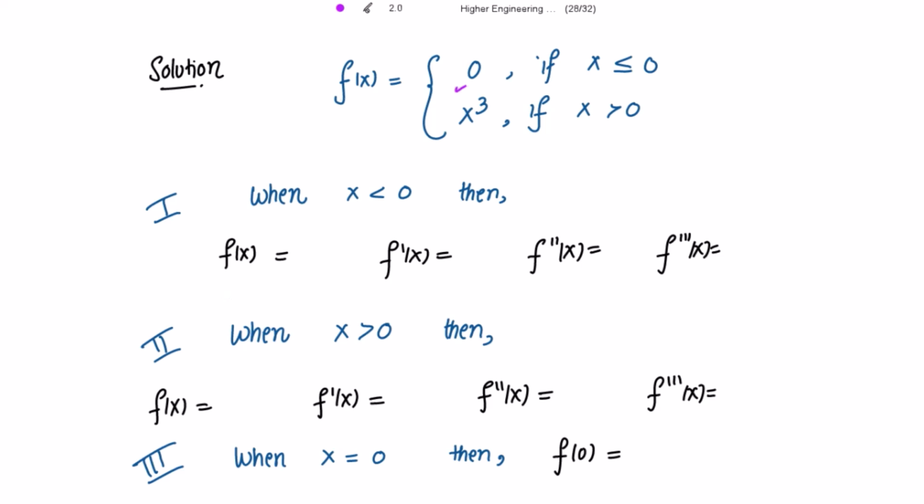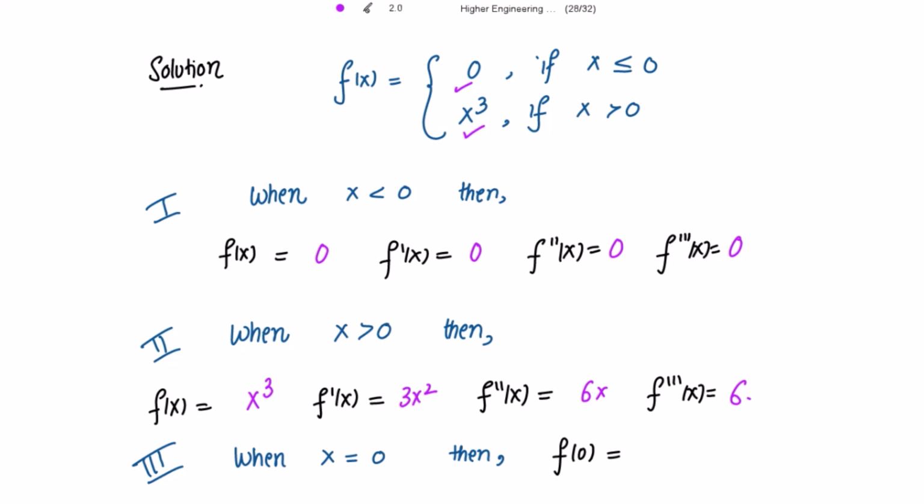Now f(x) equal to 0 if x is less than equal to 0. So for x strictly less than 0, we take the value of f(x) to be 0. And then the first derivative of f(x) is 0. The second derivative is also 0 and third derivative is also 0. For x strictly positive, we take the value of f(x) to be x cube. And the first derivative becomes 3x square. The second derivative is 6x and the third derivative becomes 6, right?